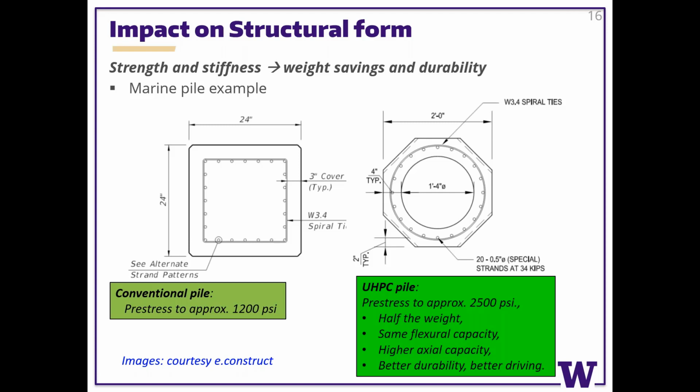You've got half the weight, so it's easier to transport. It's better driving. It turns out you'd have the same flexural capacity. You'd actually have a higher axial capacity with the UHPC, and you'd have better durability as well. So overall, you would have a better performing pile both during the driving operations and during the service life. And again, it would possibly cost you a little bit more because of the extra material, but you'd have to compare that with the potential cost of maintenance or earlier replacement if you use a conventional pile.